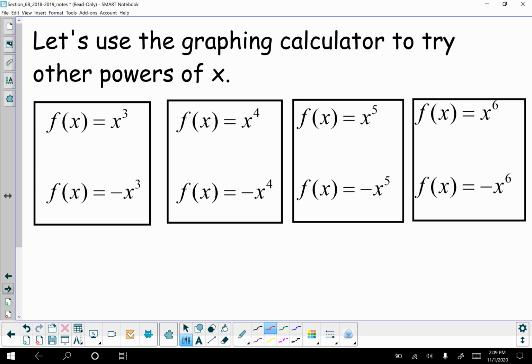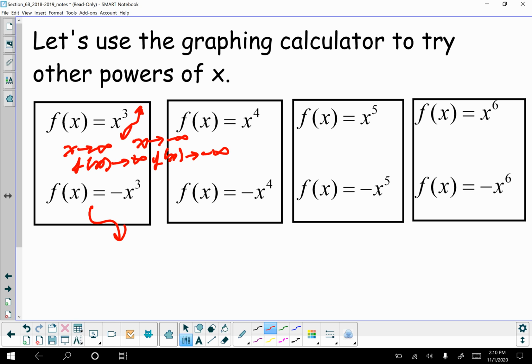Okay, try these powers without using a calculator. Let's use a graphing calculator to try these. Well, I don't have a calculator with me, so x to the third kind of looks like this. Okay, so that means that as x goes to infinity, f at x goes to infinity. As x goes to negative infinity, f at x goes to negative infinity.